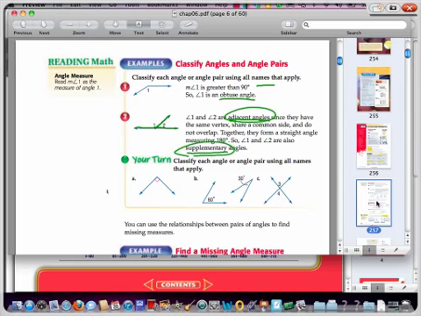All right, would you please try these right here? Identify each angle or angle pair and put in all the names that you know apply.